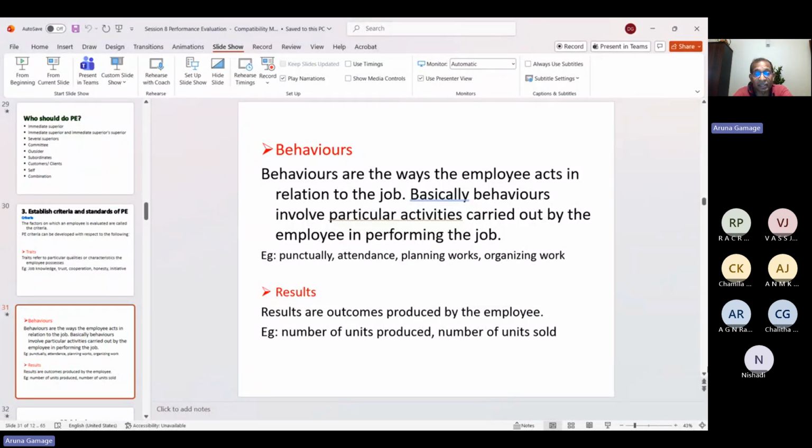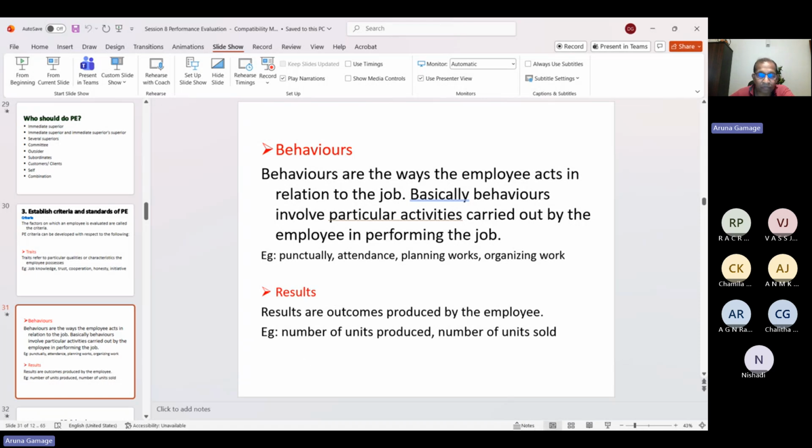Then finally, results. Results are the outcomes produced by the employee. Results criteria are the criteria that employers are happy to use. So, for example, in case of a production employee, number of units produced. In case of a sales representative, number of units sold, etc. Results criteria. Results are the outputs.